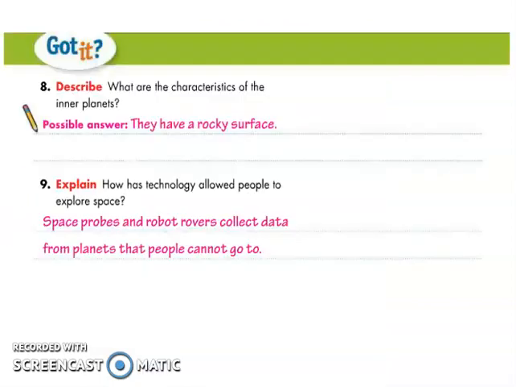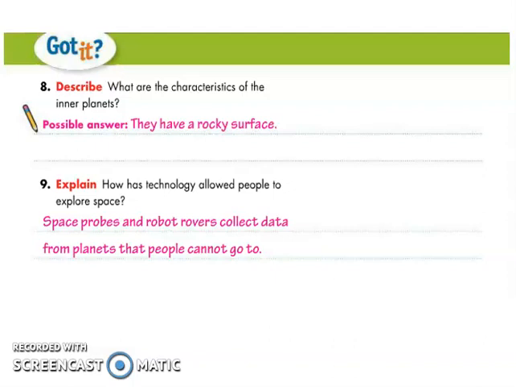Now, let's go to the last question. What are the characteristics of inner planets? Possible answer is the rocky planet. It has a rocky surface. Number 9, how has technology allowed people to explore space? Space probes and robot rovers collect data from the planets that people cannot go to.